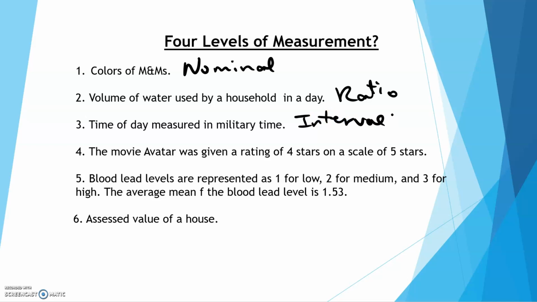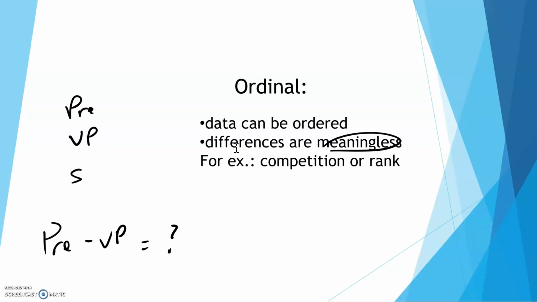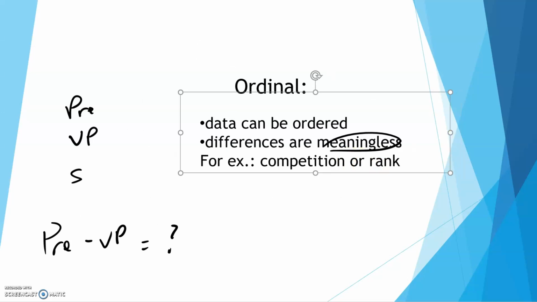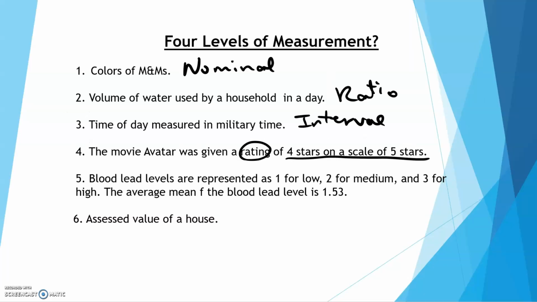Okay, the movie Avatar was given a rating of 4 stars on a scale of 5 stars. Okay, so they rated it, or they have a ranking of this. If it's a rank, then that's got to be ordinal data. Okay, so this is ordinal data.